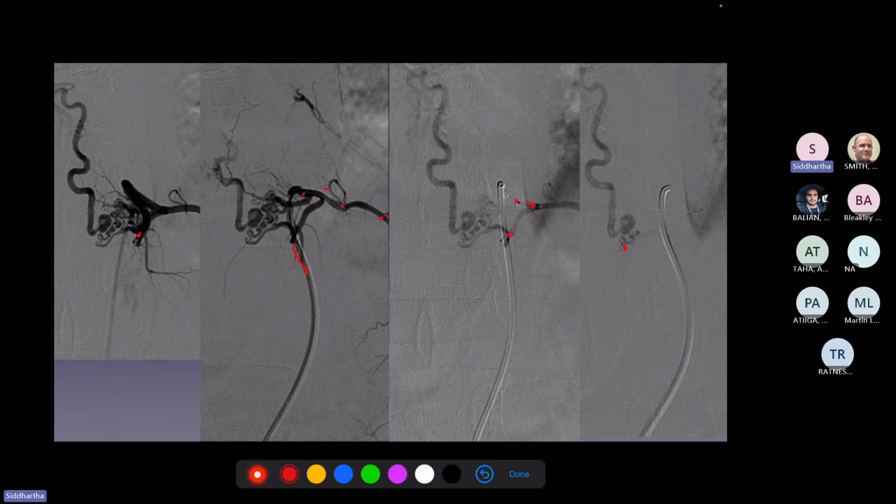So we have reached super selectively all the way to this point, up to here. And then you have this leash of vessels on the nerve root and that coming off. So that's the glue injection from there. And we have injected the whole thing here. And that's the post-injection.